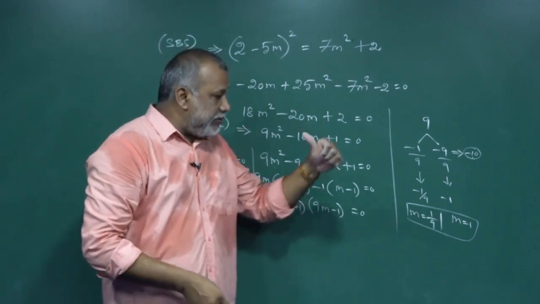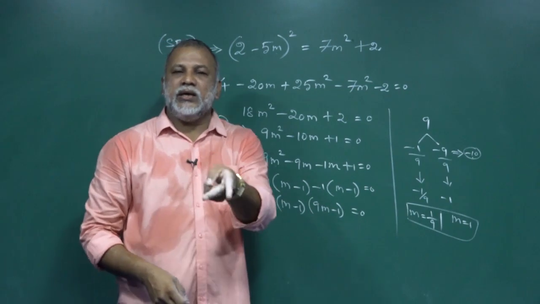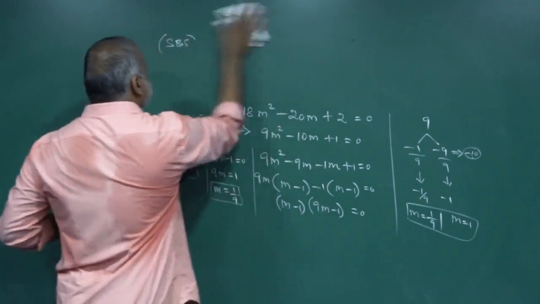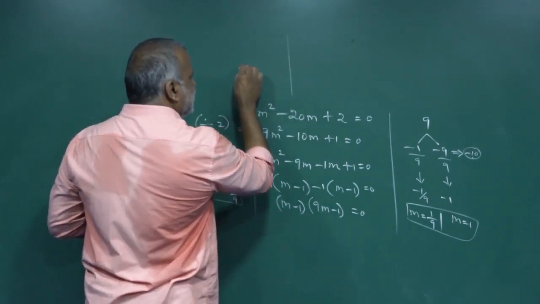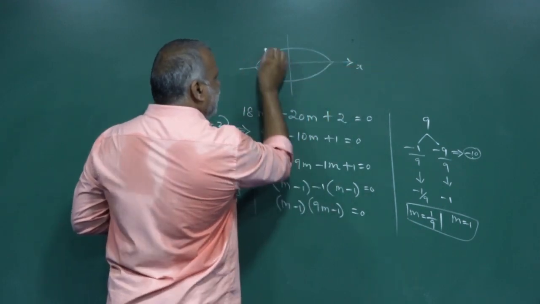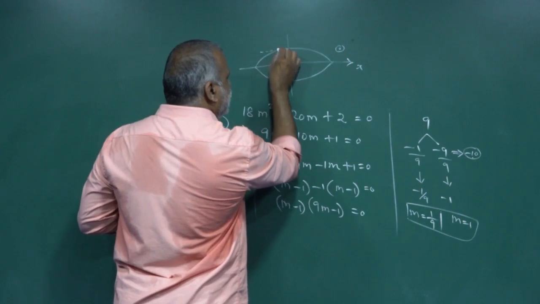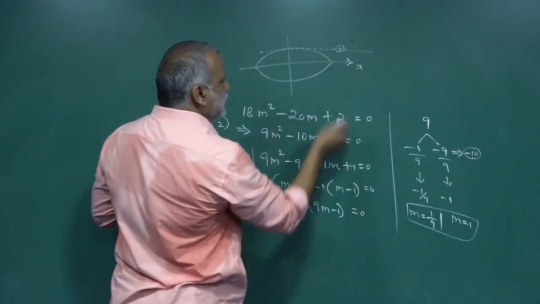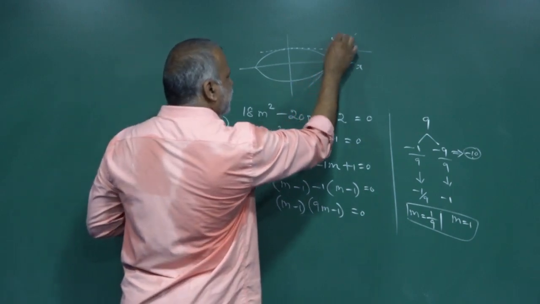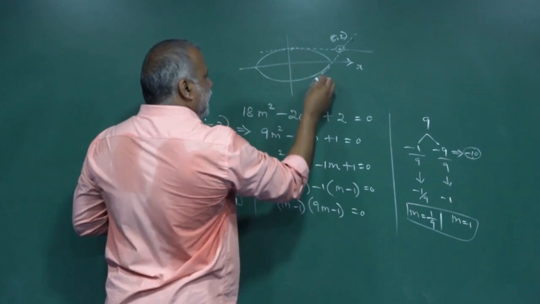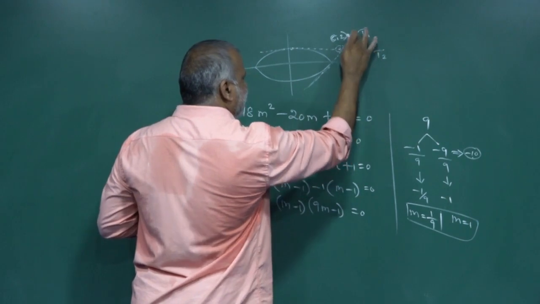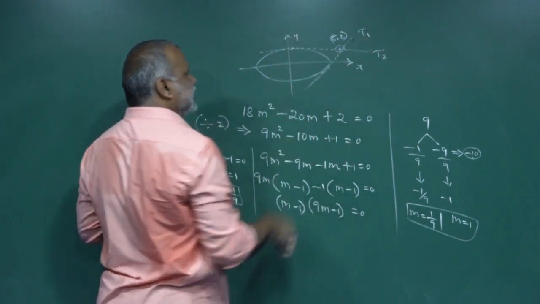That is the logic. From these two values of m, we need equations of two tangents. Just now, I drew a diagram, just to recall. We already discussed this is the first standard type of ellipse, type number 1. We need the equations of the two tangents. This is the point 5, 2. This is tangent number 1. This is tangent number 2. We need equations of these two tangents.